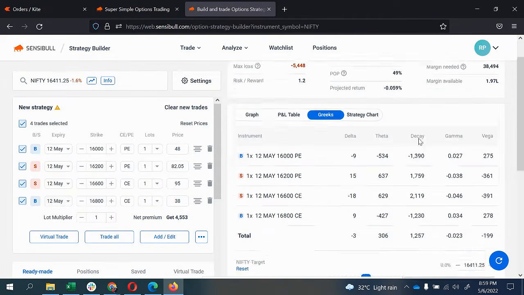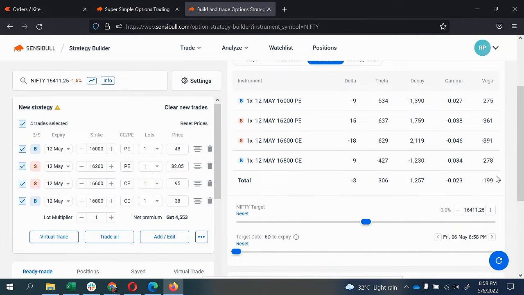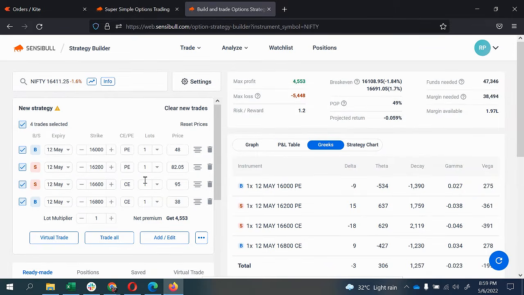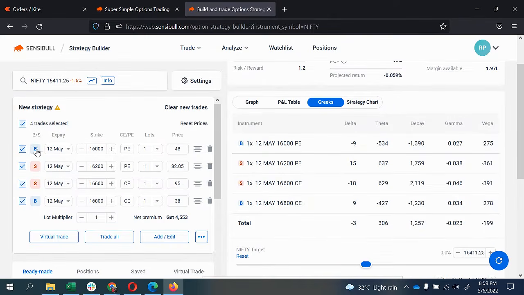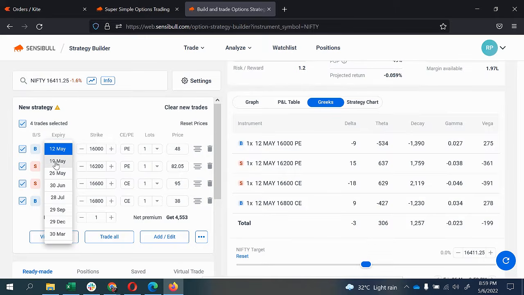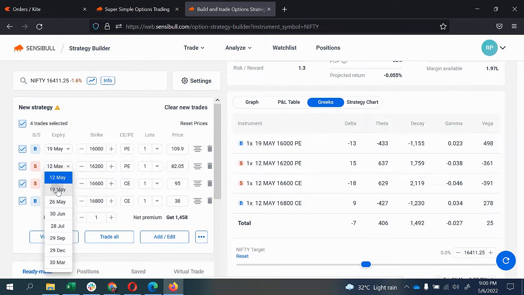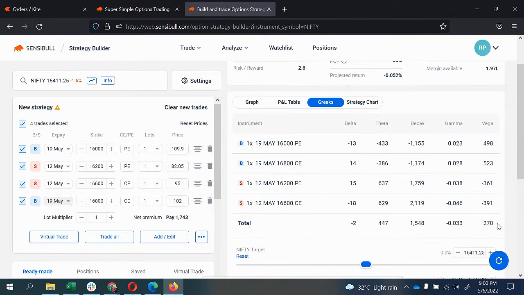I'll take it to the Greeks, right? Your VIX is minus 199, so you're shorting the vega. You want your VIX to fall, because this is a credit strategy. But what is a calendar? We want the benefit of it. The moment I change it to the 19th, check the vega, it becomes positive. Even when I'm converting it to the 19th, it has become vega positive.